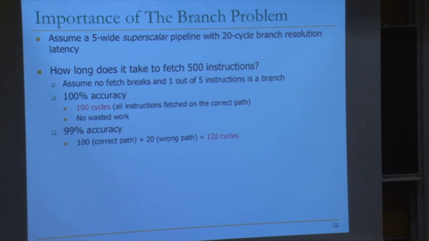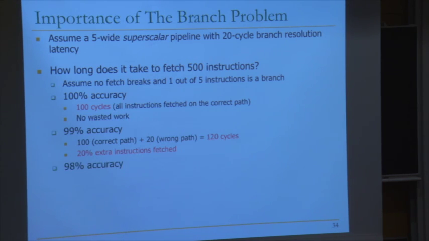Which means that 20 of the, let me see. You're going to fetch 20 times 5 incorrect instructions, right? Because how many branches do you have in this? Well, you have 500 branches, right? Oh, no, you have 100 branches, and you're going to predict 1 of them incorrectly. So it's going to take 120 cycles for you to fetch all of these instructions. Does that make sense? Everybody's clear on this? OK. So now you get 20% extra instructions fetched, right? You're fetching 20% additional instructions.